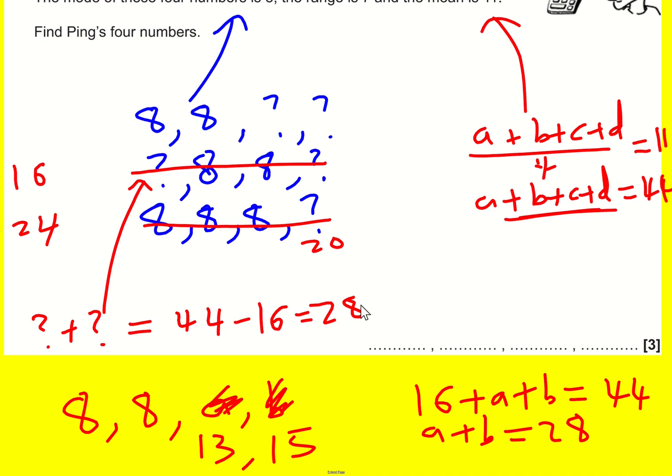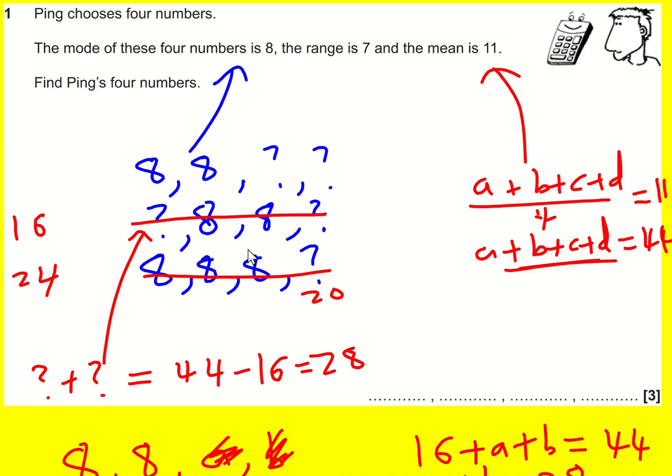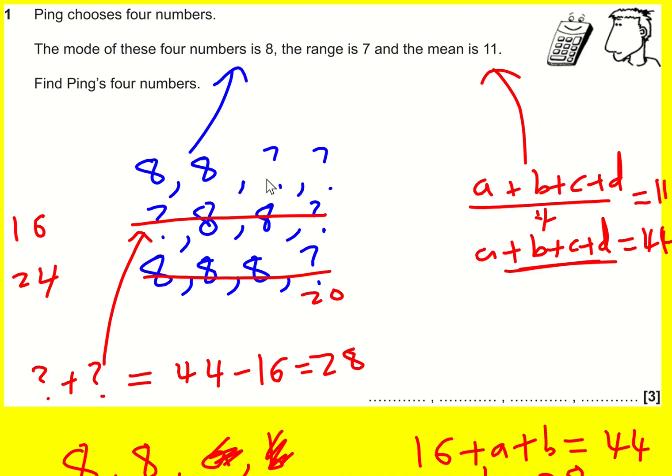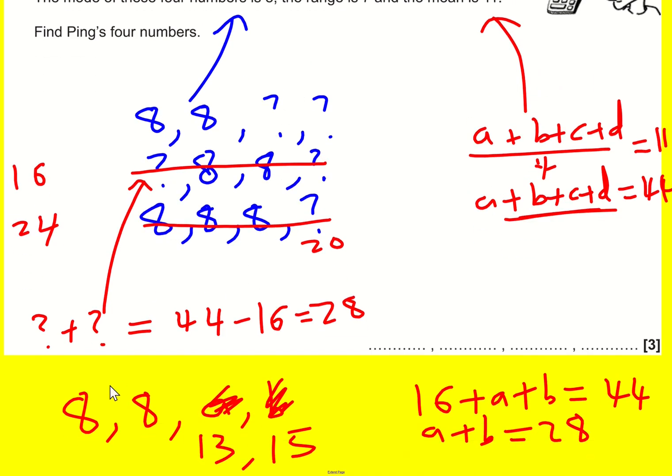So not an easy start to this paper, in my opinion. We know that 8 has to occur twice or more. I think if you put it at the start, then this will come out quite quickly. But it is worth considering these ones, but I have ruled those out. So I've got my mode of 8, I've got my range of 7, and I've got them adding to 44. So I've definitely got my mean of 11, and we've got the four numbers that Ping chose.